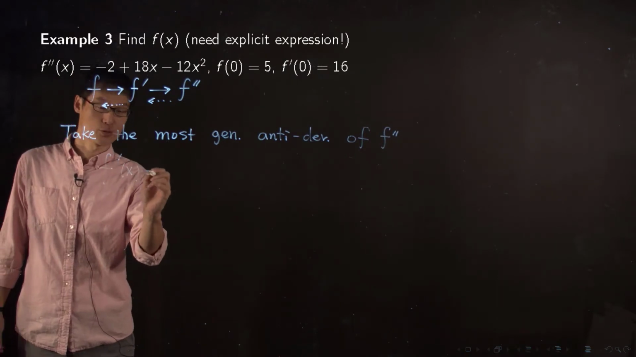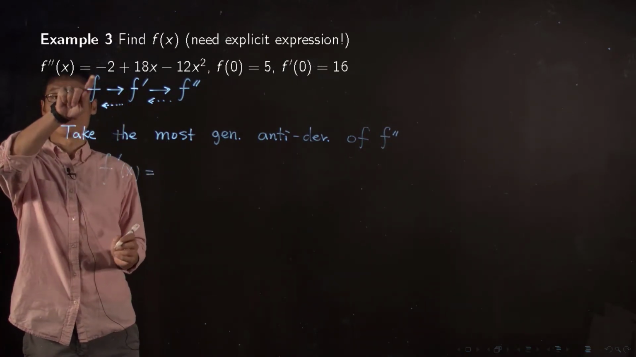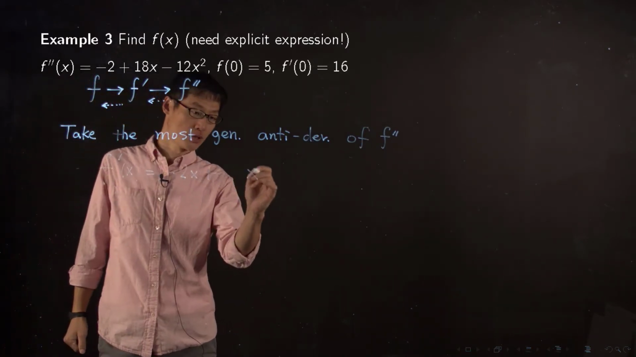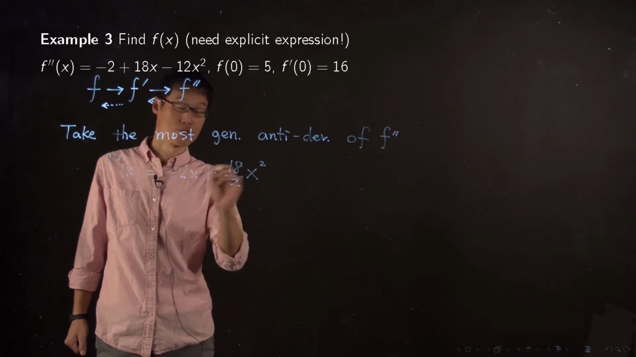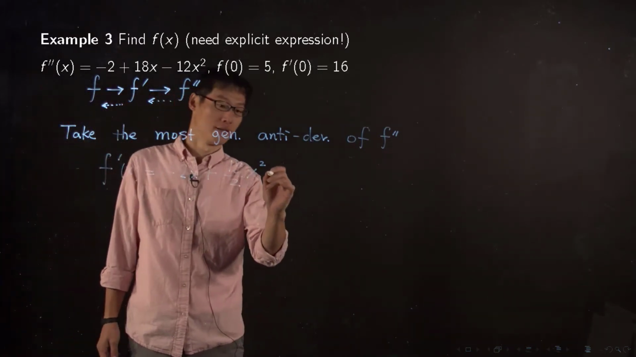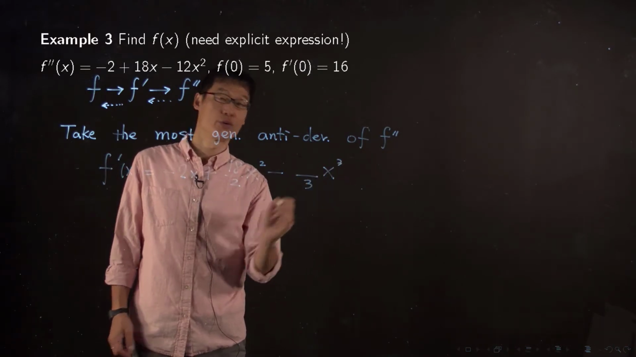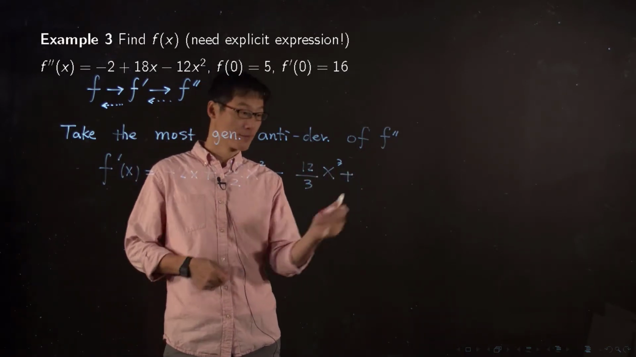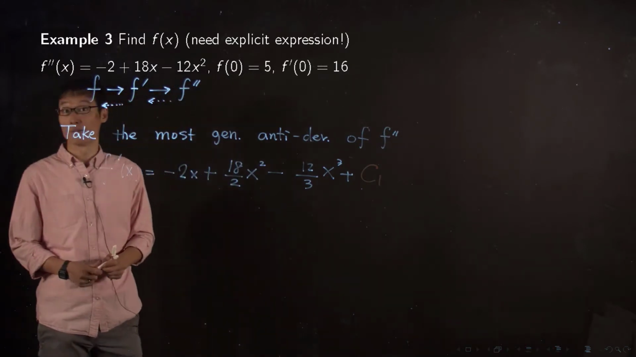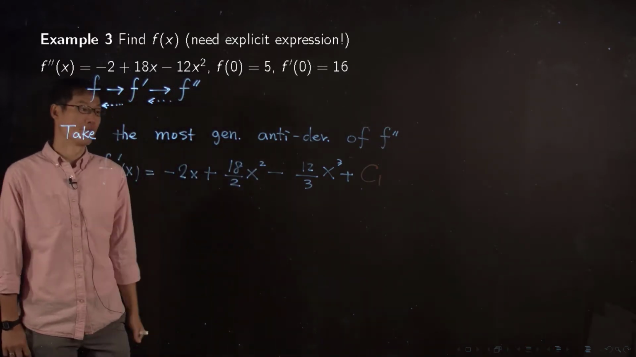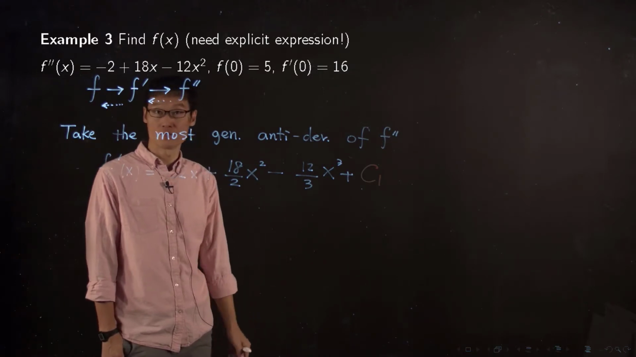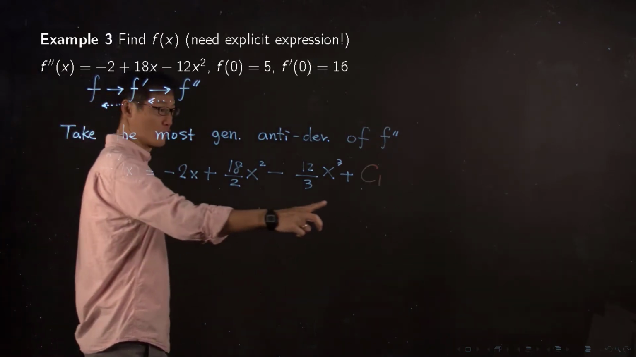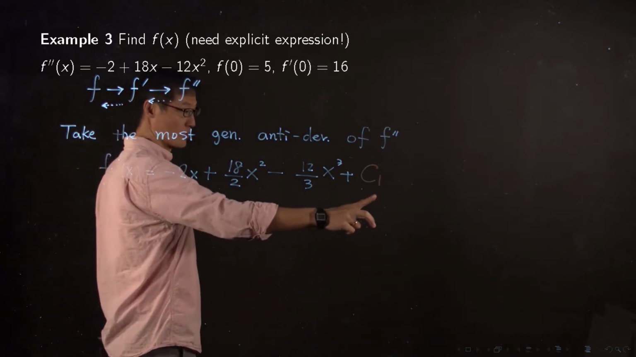So f prime is going to be, the first term will give you negative 2x, and then x squared, 1 over 2, and then 18 will survive like that. Then x cubed, 1 over 3 times 12, plus constant c. Let me call it c1 to distinguish that from the second constant. So f prime is more or less this cubic function up to coefficient.